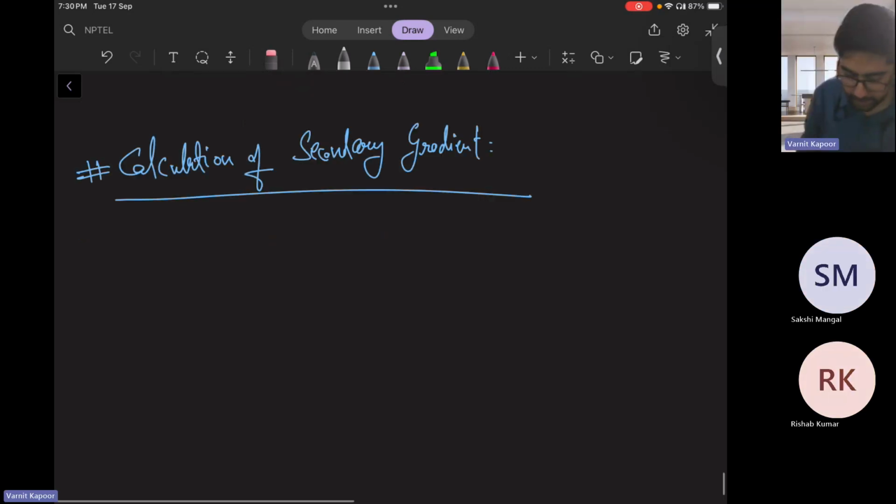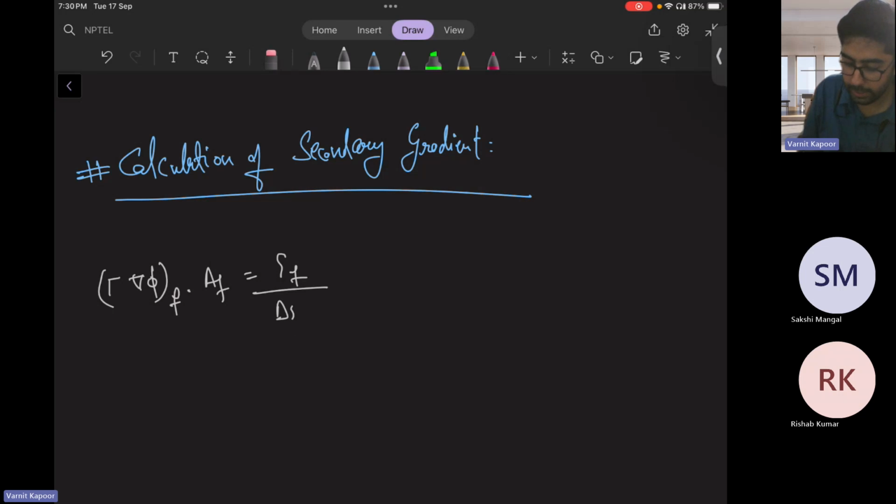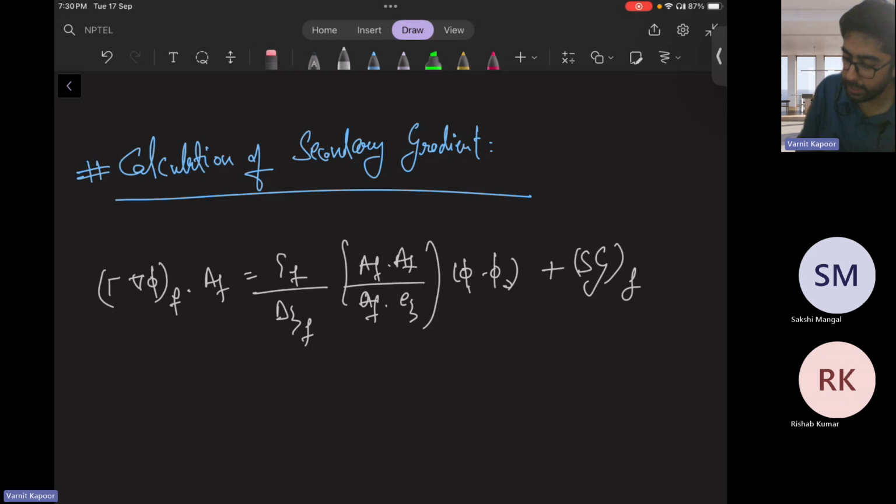Okay, so we had the equation gamma grad phi of that phase dot AF. So we had the primary gradient written as gamma F over del zeta F into AF dot E zeta, phi 1 minus phi naught after linear interpolation, and we wrote directly SGF for the secondary gradient. Okay. Right. Any doubts? No doubts? Now, how will you write the secondary gradient?